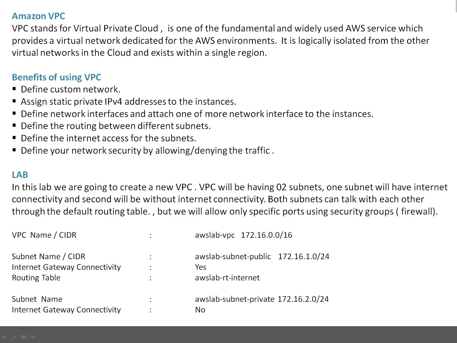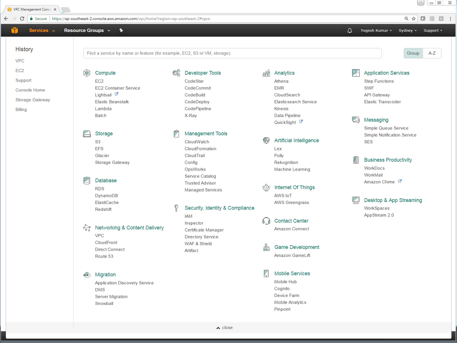So let's begin. So guys, you can see on my screen, I'm already logged on to my AWS console. So here, first thing we have to do, we have to select VPC service, and VPC is here. I'm just clicking here.